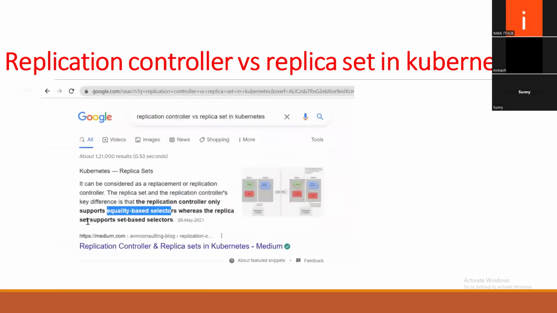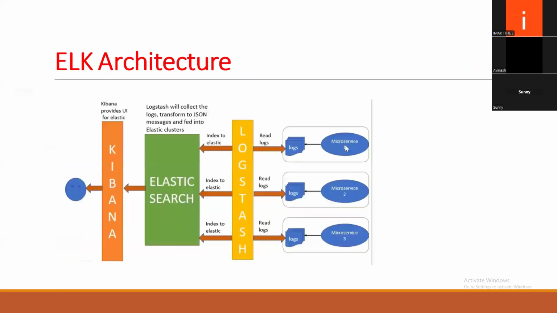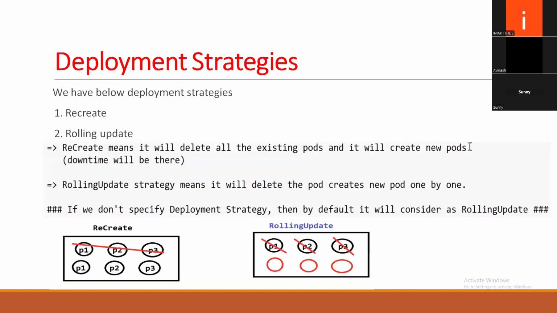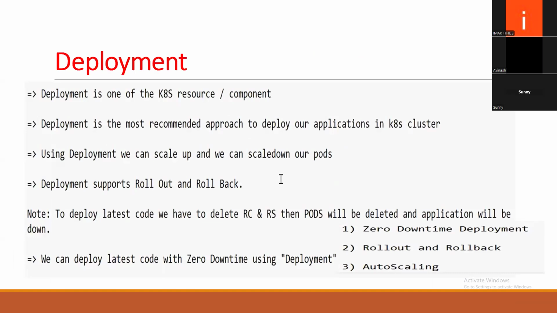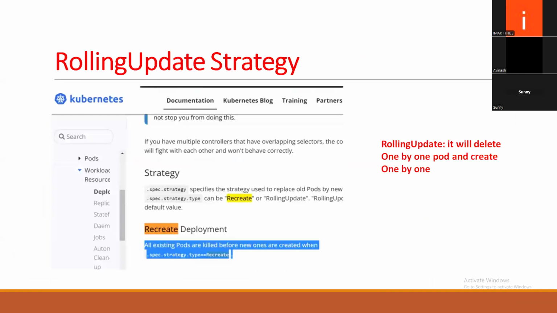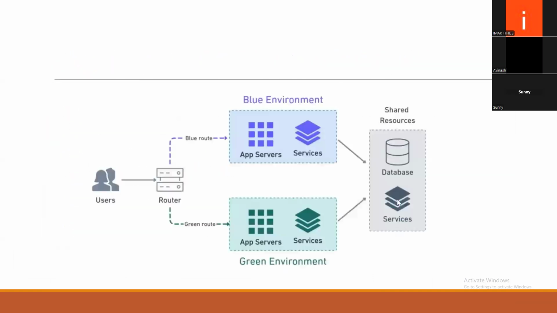Deployment we will not use yet, but I will tell you about daemon set. Then we will cover the deployment. In real time, people follow the deployment, where the kind is Deployment. Once the deployment is done, what are the deployment strategies? Rolling update or recreate deployment strategies. Next are the deployment models, blue-green models.